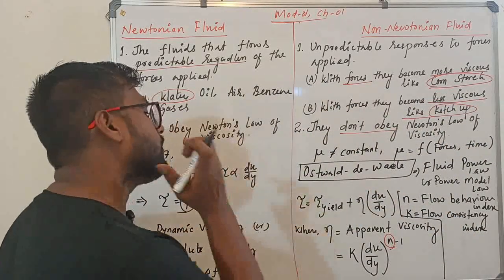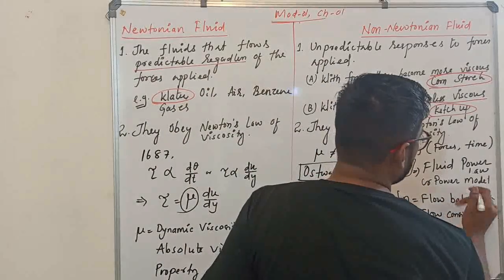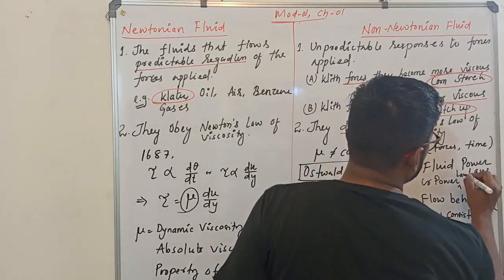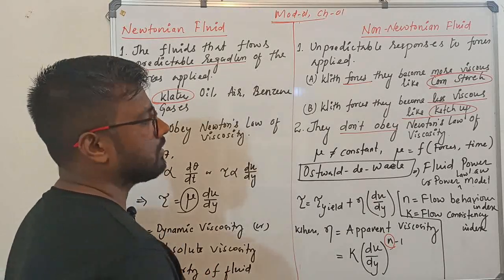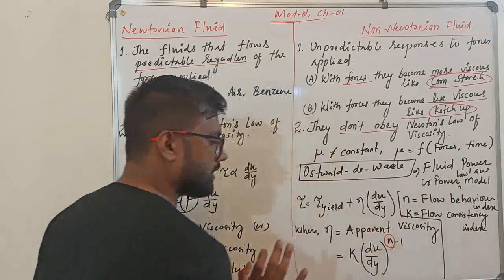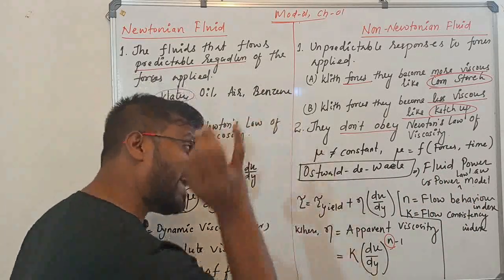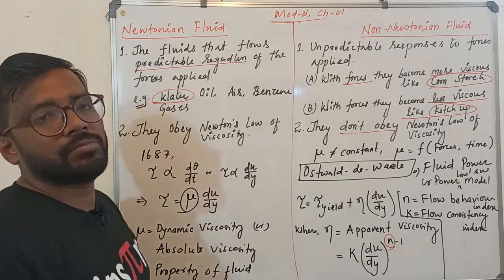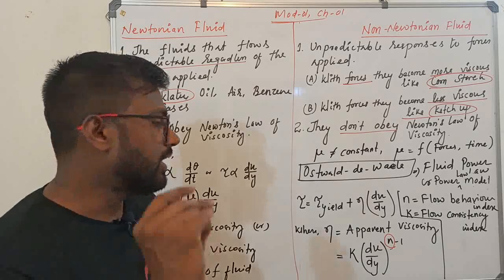You call it the power model law or the power law model, one or the other, same only. The important thing is you should understand. So n is the flow behavior index and K is the flow consistency index. Most of the cases your K will be 1. But n is the thing which plays a very important part here.